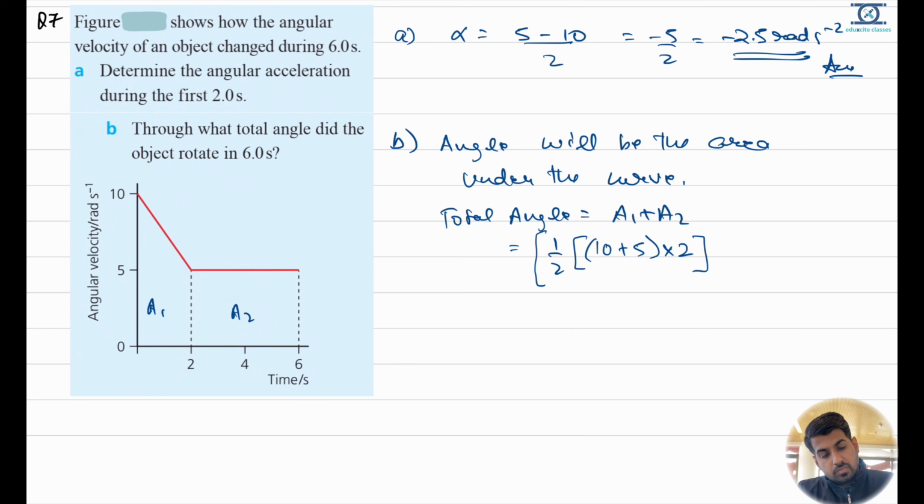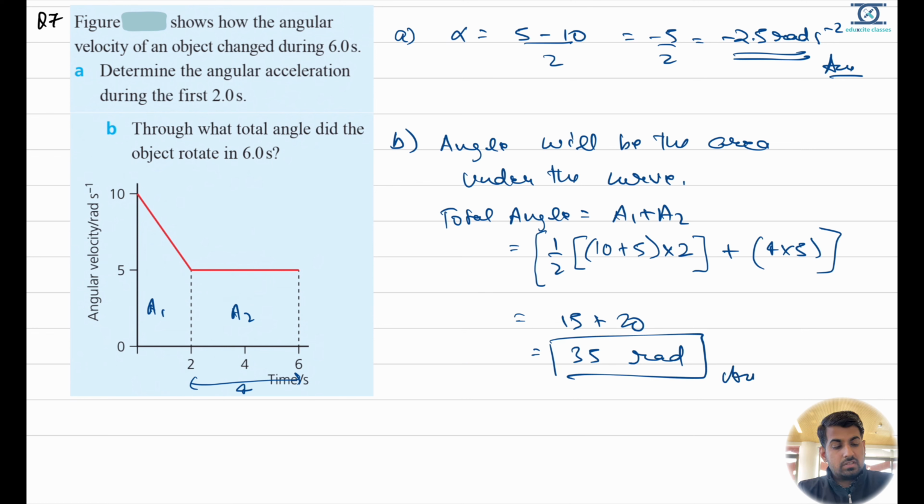plus this will be 4 and this will be 5, 4 into 5. So if you solve this, 15 plus 20, this will be 35 radian. So this will be your answer for the last part.